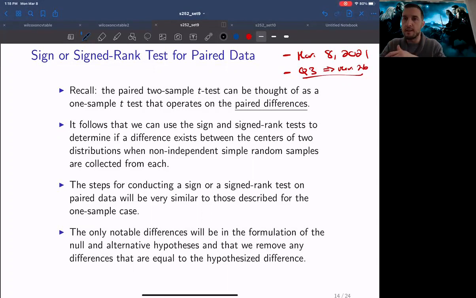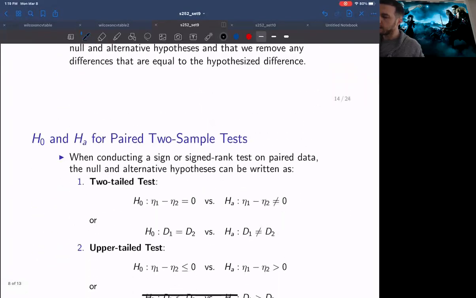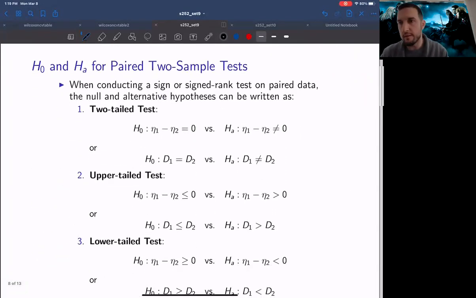So you can think of a paired t-test as really just being a one sample t-test, but it's working on a transformed set of data points. So we can use the sign or the signed rank test as a non-parametric alternative to a paired t-test because we can just apply it to the differences directly. Now, we're going to use the signed rank test because, as we talked about before, it's a more powerful alternative than the sign test. The way that the tests are run is identical to what we saw last class, so there's no change in how we actually perform the signed rank test.